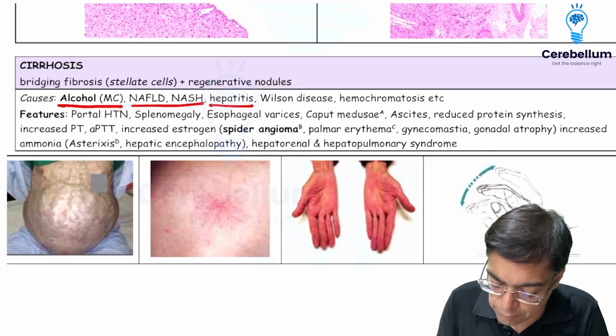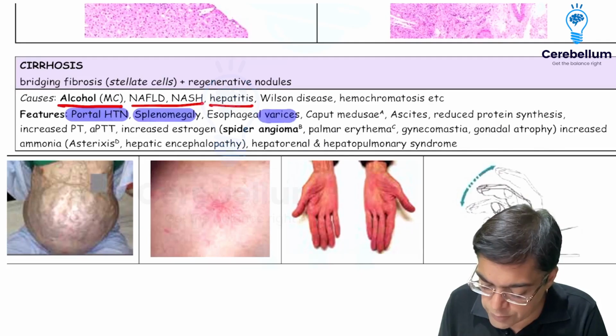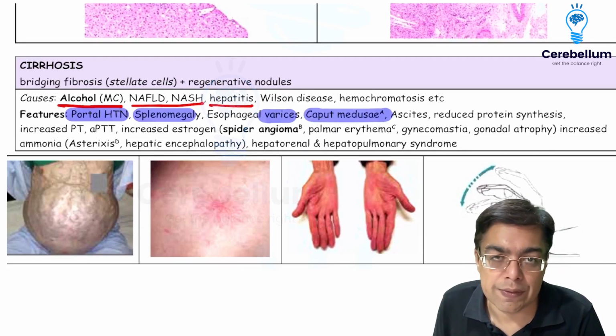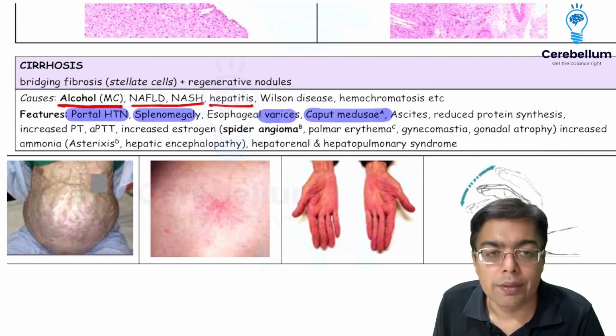Patients would be having clinical findings that are going to be including portal hypertension. They may be having splenomegaly, esophageal varices, or caput medusae. They can be having the presence of a very important finding, ascites. Because the liver is not functioning properly, clotting factor synthesis is affected. Therefore, the patients are going to be having an increase in the PT and the APTT.